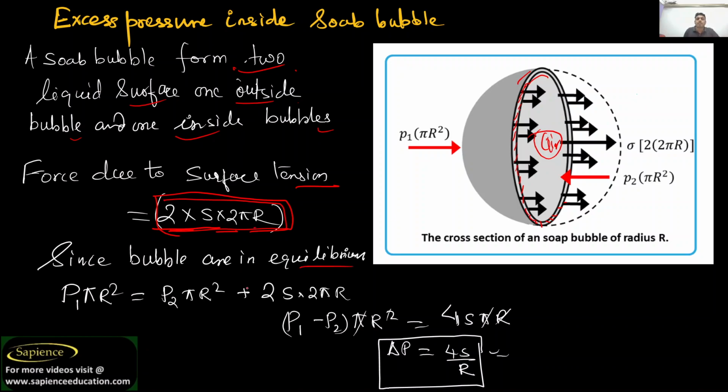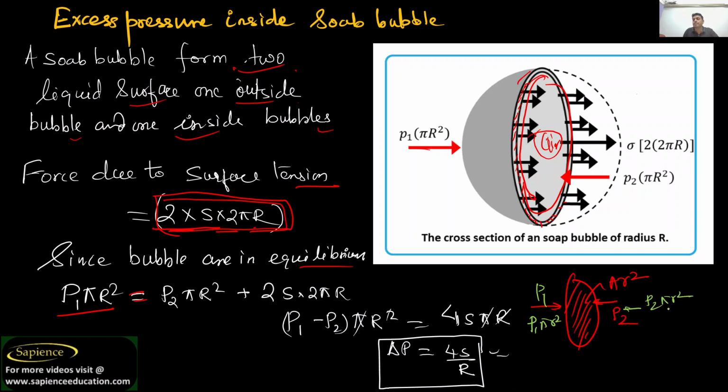Now since the bubble is in equilibrium, the outside force is P1 into pi r square, and this is equal to the inside force. Suppose you take this type of section. This section has area pi r square, here is the inside pressure P2, and here is the outside pressure P1, right? So the force applied from outside is P1 into pi r square. The force applied from inside is P2 into pi r square. So we can write P1 into pi r square is equal to P2 into pi r square plus 2 into S into 2 pi r, because inside there is the inside pressure as well as the pressure due to surface tension. So finally we get this equation.